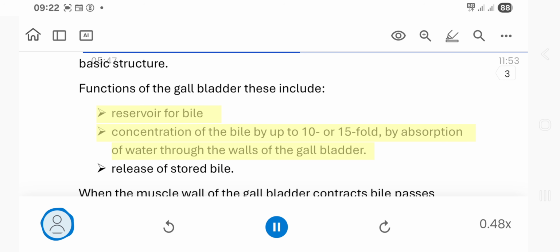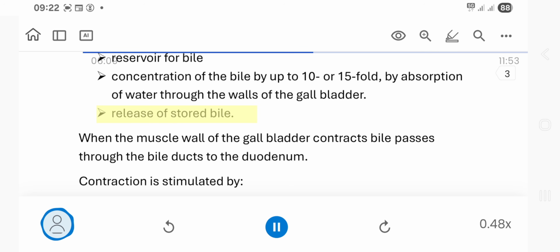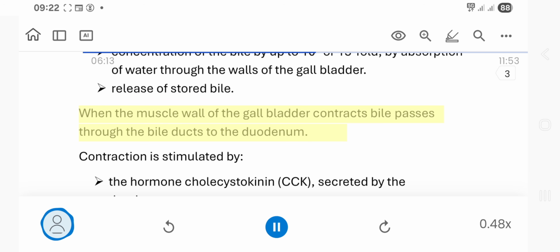Reservoir for bile. Concentration of the bile by up to 10 or 15-fold by absorption of water through the walls of the gallbladder. Release of stored bile. When the muscle wall of the gallbladder contracts, bile passes through the bile ducts to the duodenum.